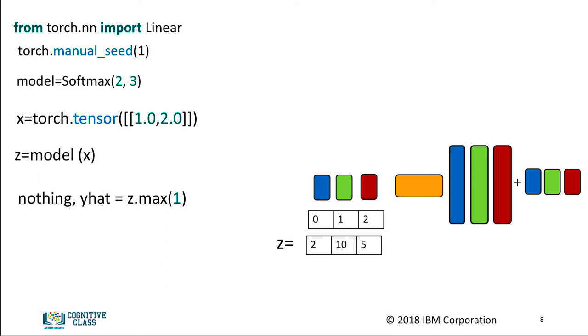And the first output is the actual value of the maximum, and as we're not interested in that, we'll leave it as a blank in Python. So the maximum value of z is 10, and it corresponds to column index 1. Therefore, the output tensor is 1.